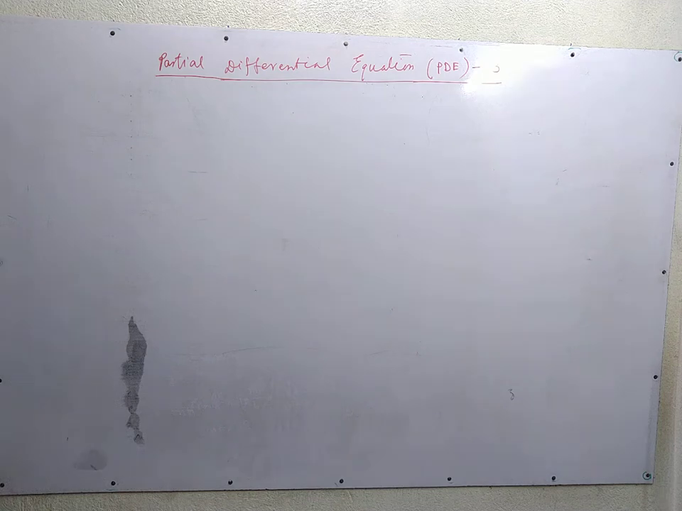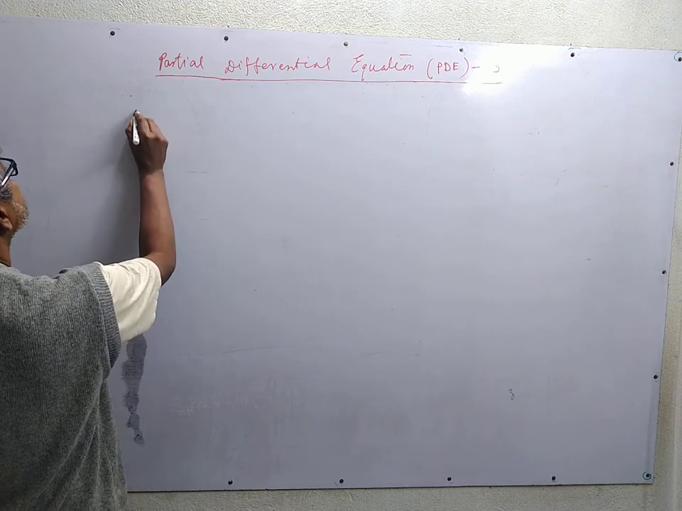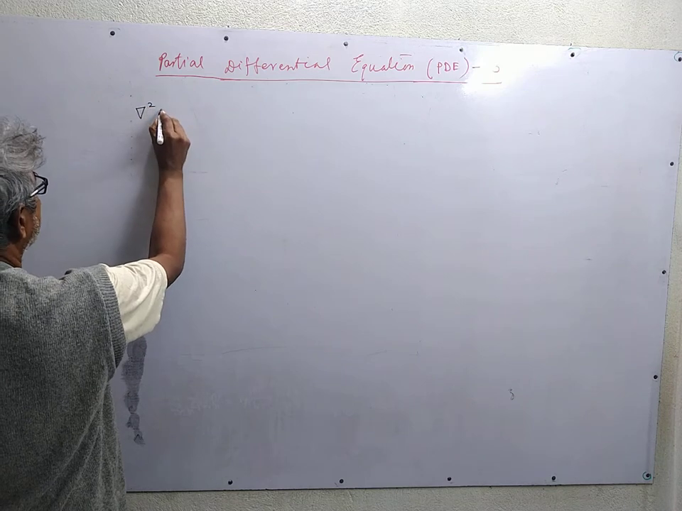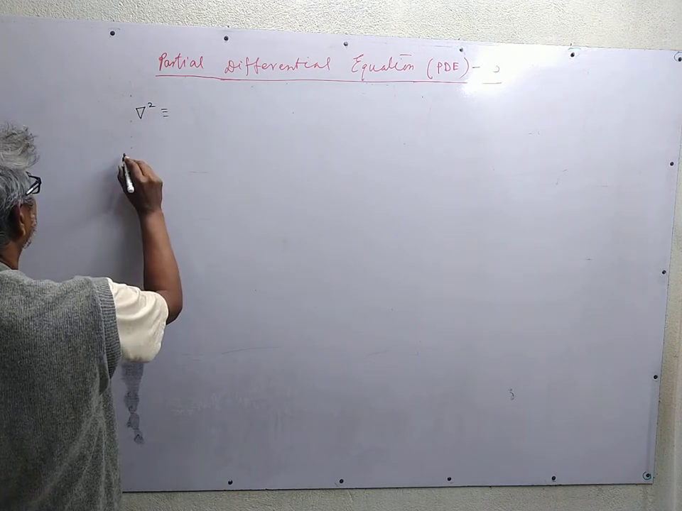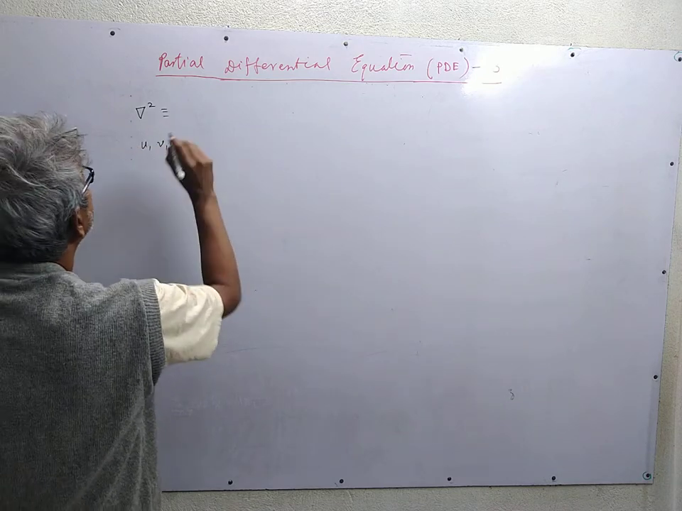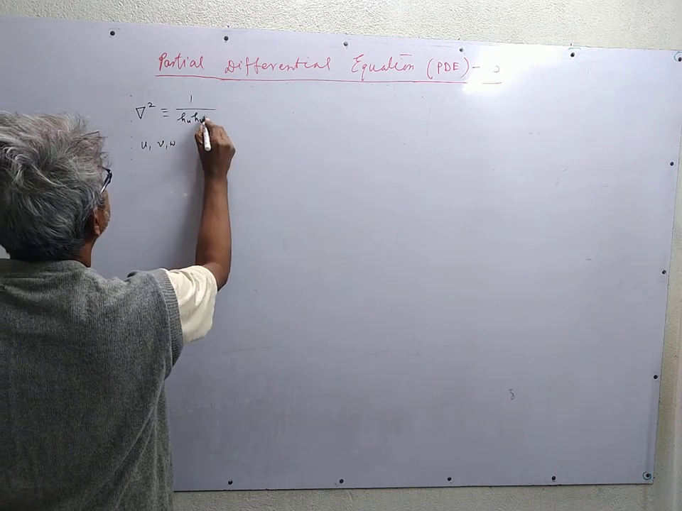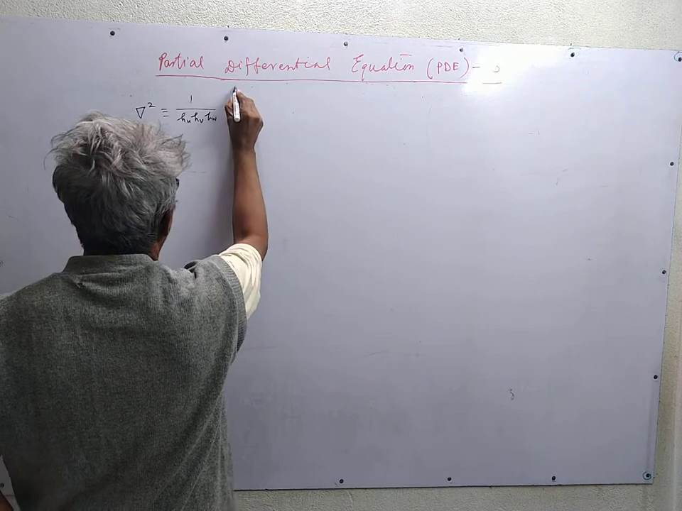This is the third lecture on partial differential equations. Today we shall solve Laplace's equation in spherical polar coordinates using the separation of variables technique. Before going to the spherical polar coordinate system, we first recall that the Laplacian in any orthogonal curvilinear coordinate system, where the coordinates are u, v and w, can be written as 1 by h_u h_v h_w, which are the length elements.